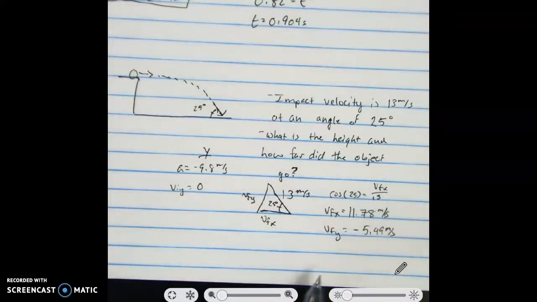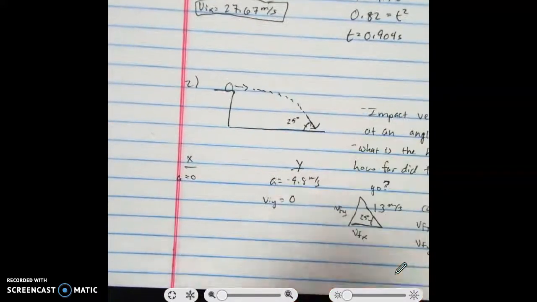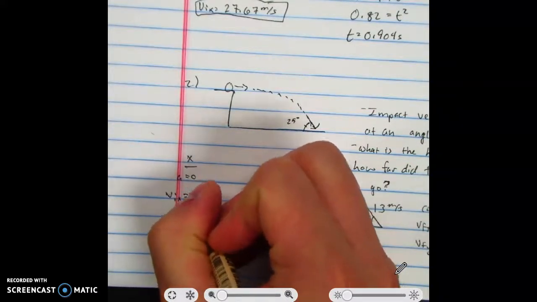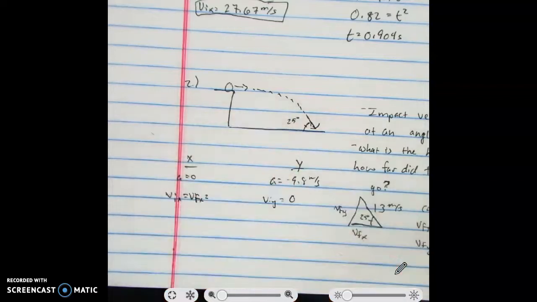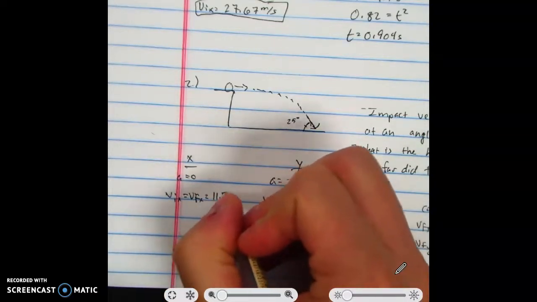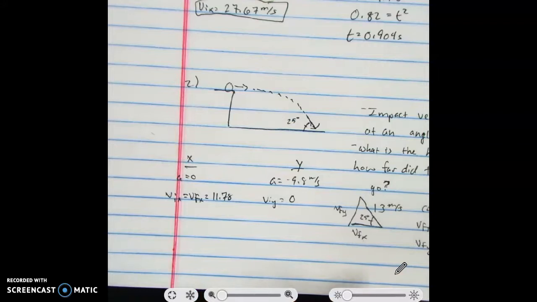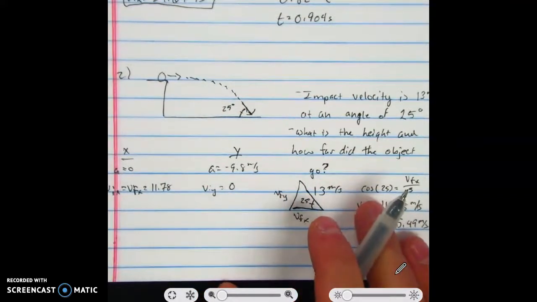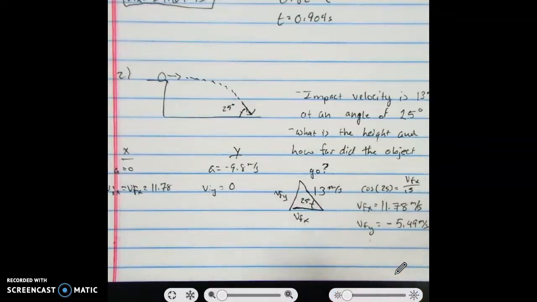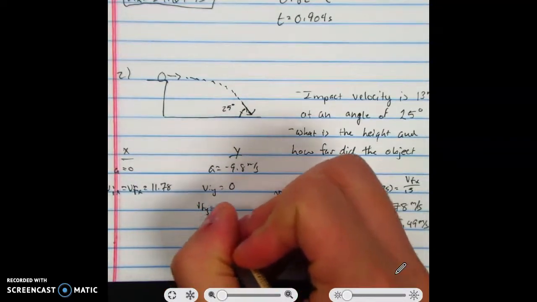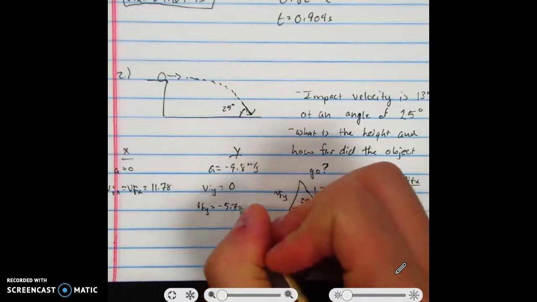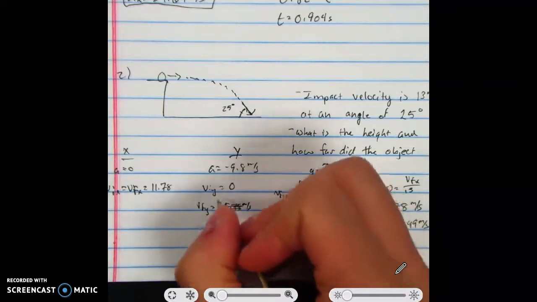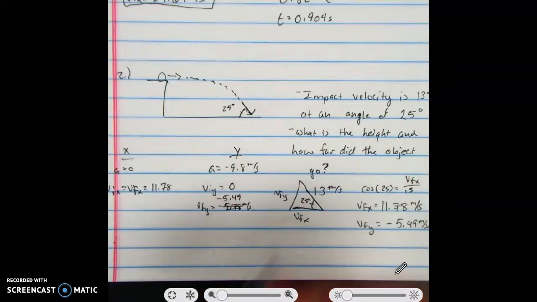Okay, actually, that's really useful information because if we come back here, I now can say my v initial x is equal to my v final x is equal to 11.78. Woohoo! And with my v final y is negative 5.78 meters per second, or 5.49, my apologies, negative 5.49.